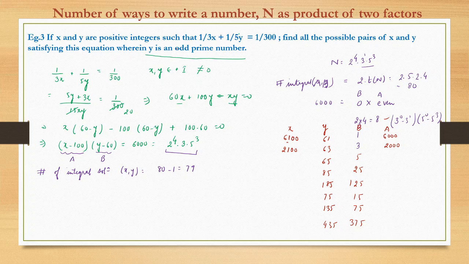So we need to be concerned with cases where Y is an odd prime number. So Y is odd here, that is fine, but prime numbers, only these two cases are prime. All these cases here are multiples of 5, hence not prime. So these are the two cases we get. So the number of solutions required in this question is x comma y. We'll have two solutions, which are 61 comma 6100 and 63 comma 2100, right? So these are the two solutions and hence this would be the answer.